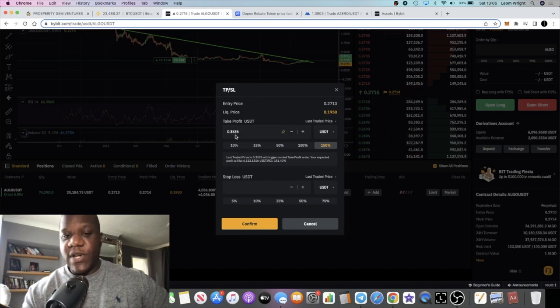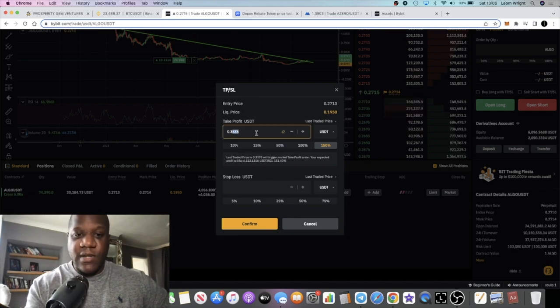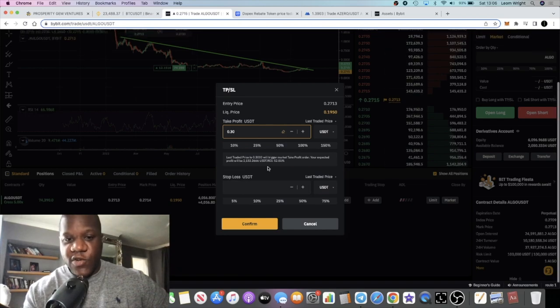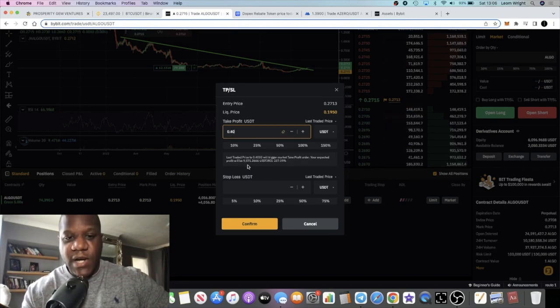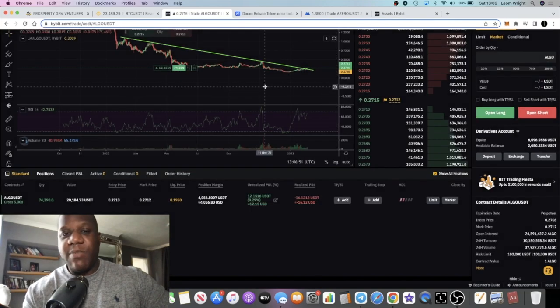If this was to hit the target, if this was to hit 30 cents, that will put me at a profit on this trade of approximately $2,132. If it hits the 40 cent mark, that would be a $9,500 profit, guys. So that is the power of using leverage.